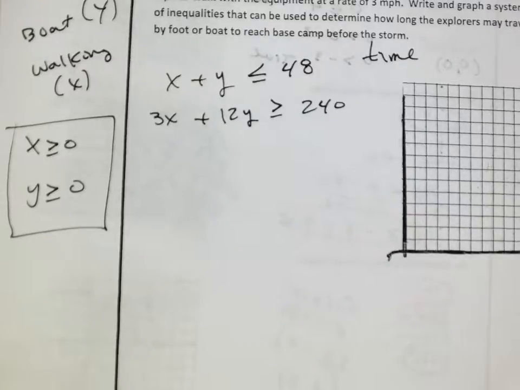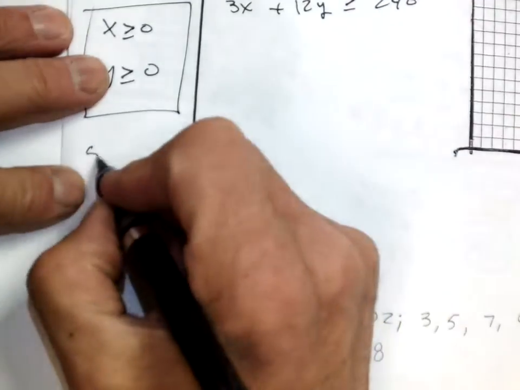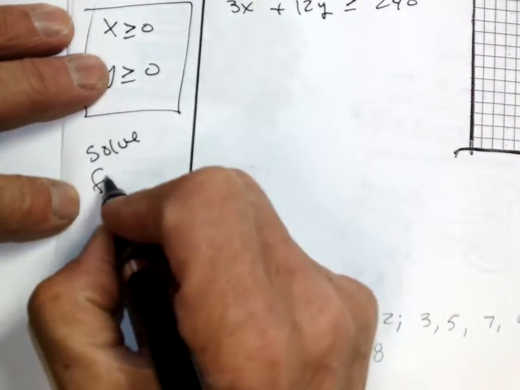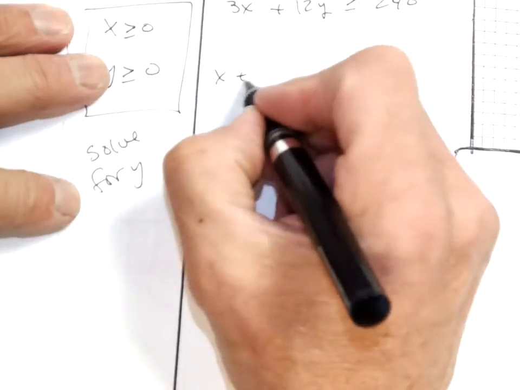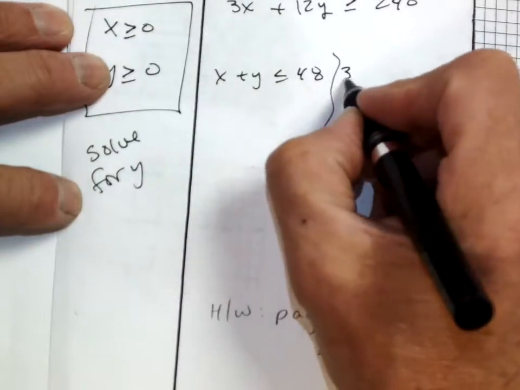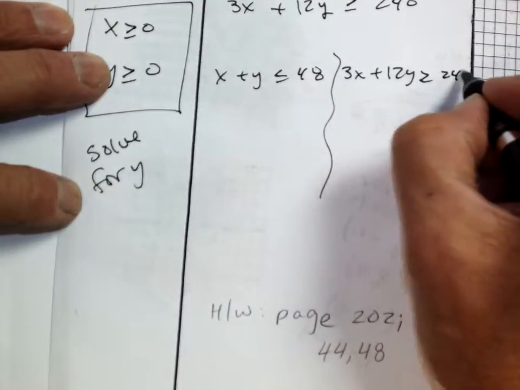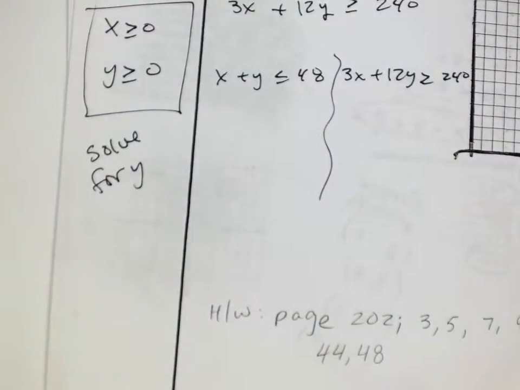So, you ready to graph this? Let's check it out. First of all, equation 1, what are we going to do? We're going to solve for y. X plus y is less than or equal to 48. And my other equation is 3x plus 12y is greater than or equal to 240, right? So let's just solve for y on both, okay? Solve for y.